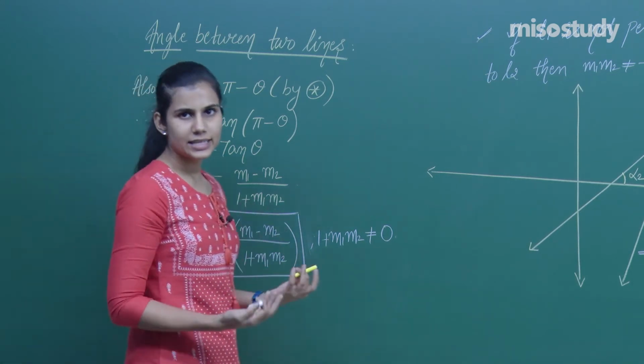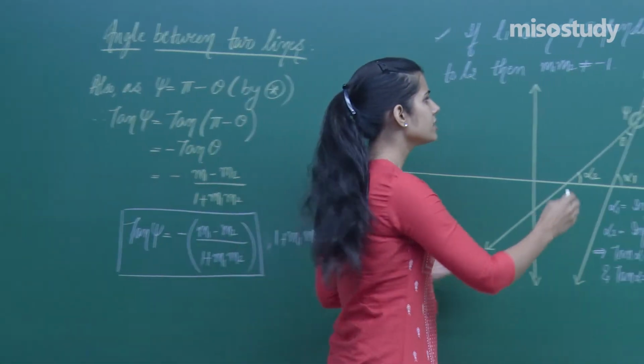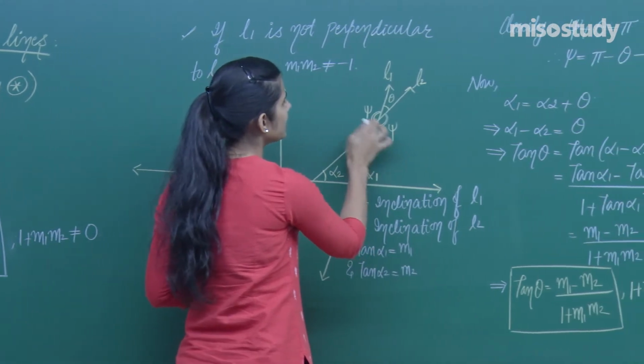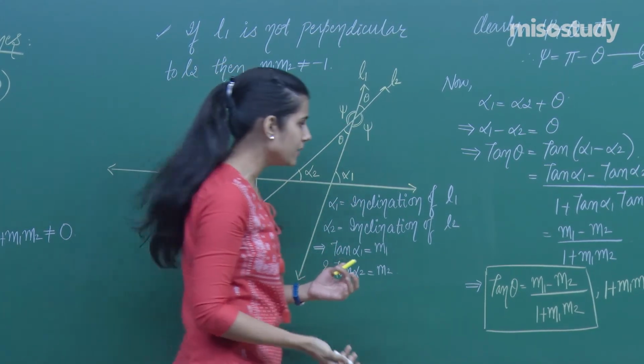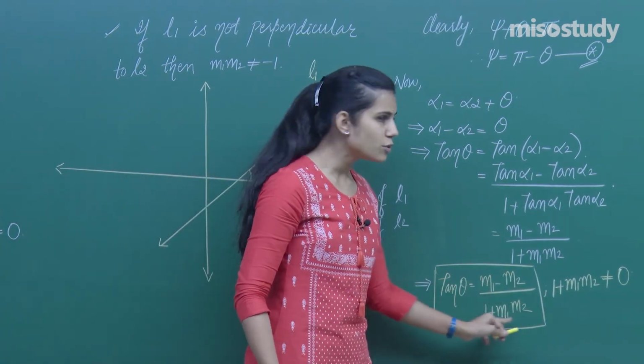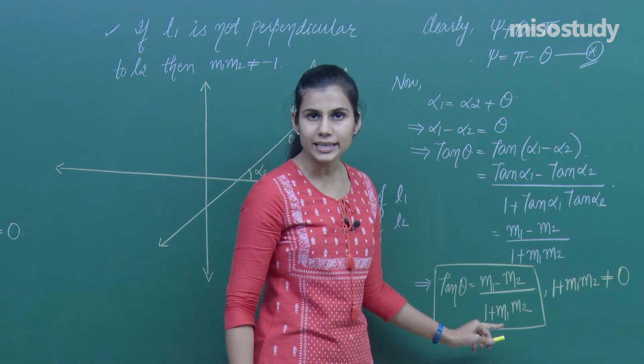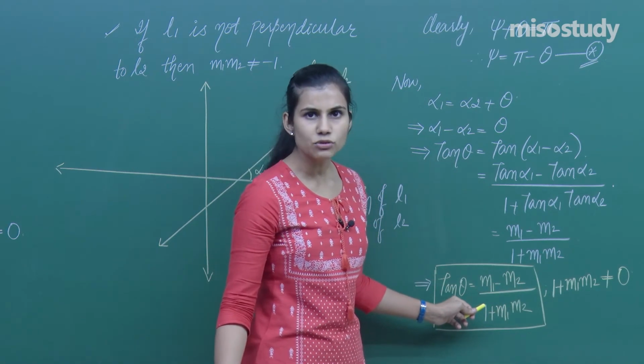And if we go by the next scenario, wherein suppose the name of this angle would have been xi, the name of this angle would have been theta, for example, then in that case, m1 minus m2 upon 1 plus m1 m2, if it comes out to be negative, then theta would be obtuse.